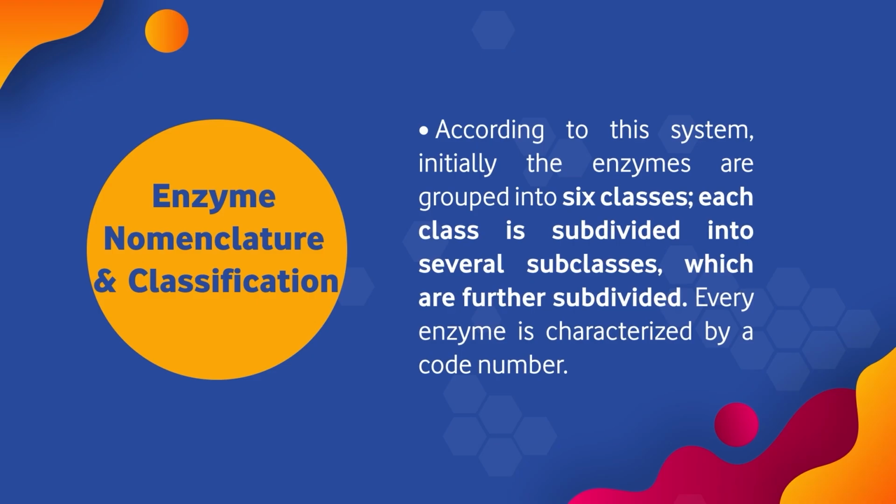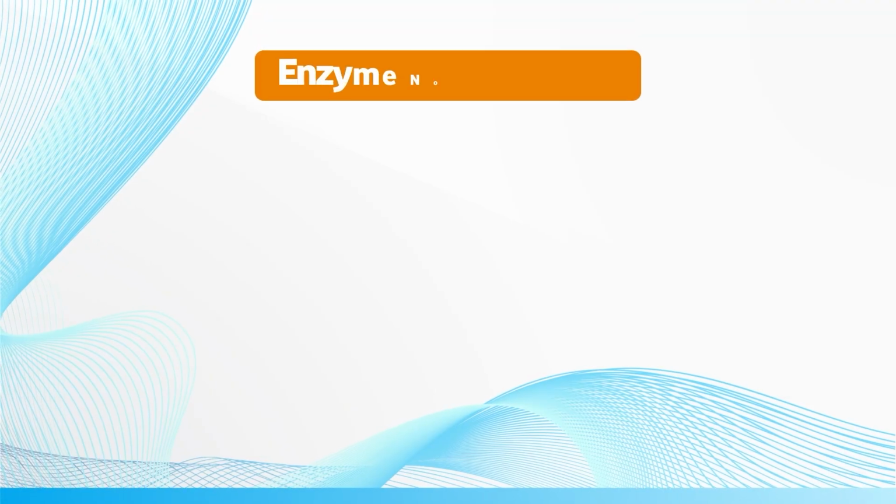According to this nomenclature system, initially the enzymes are grouped into 6 classes, each class subdivided into several subclasses which are further subdivided, and every enzyme is characterized by a specific code number. This system was developed by the International Union of Biochemistry, which established an enzyme commission to develop a nomenclature system, and they have developed this nomenclature, and different classes are there.